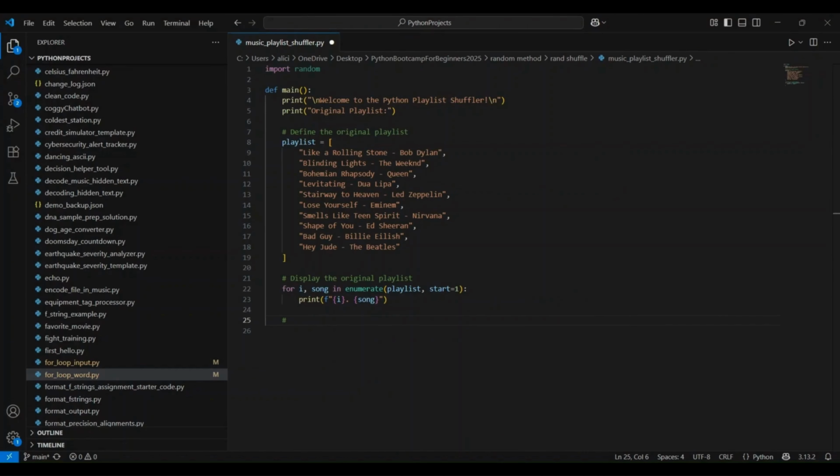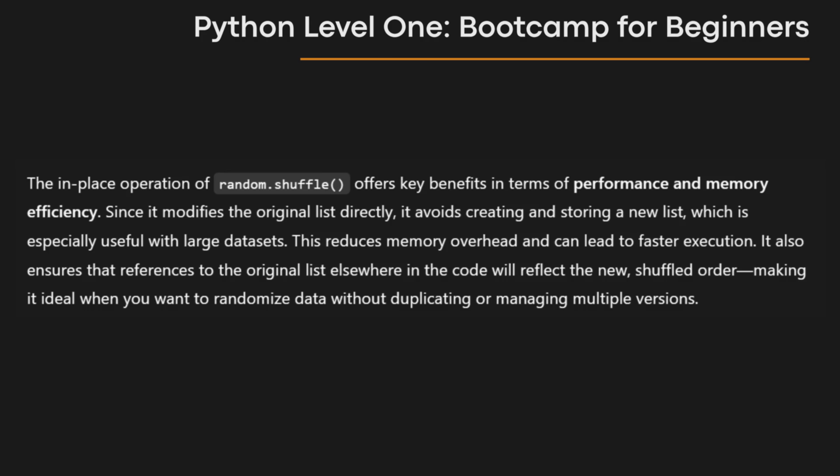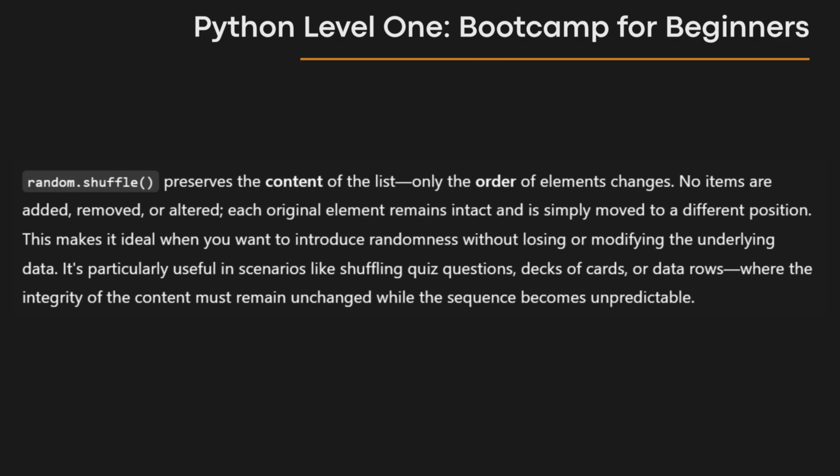Now we're using random.shuffle with our playlist. Here's where the core functionality happens. The random.shuffle(playlist) line completely randomizes the order of songs in the playlist. This function is perfect for this scenario because of in-place operation. It modifies the original list directly, so we don't need to create a new variable. The complete randomization: every song has an equal chance of ending up in any position. And the content preservation: all songs do remain in the list, just in a different order. And then it's, of course, very simple syntax. One line of code does all the work.